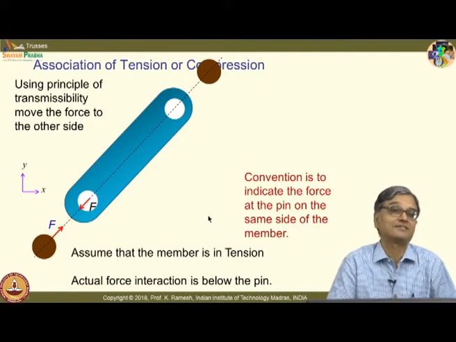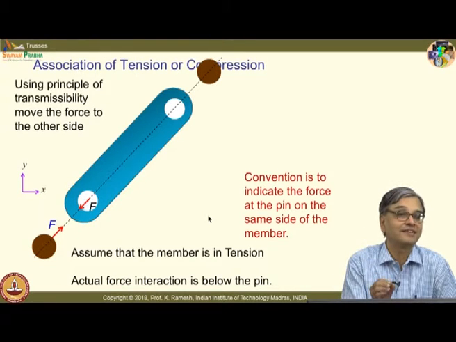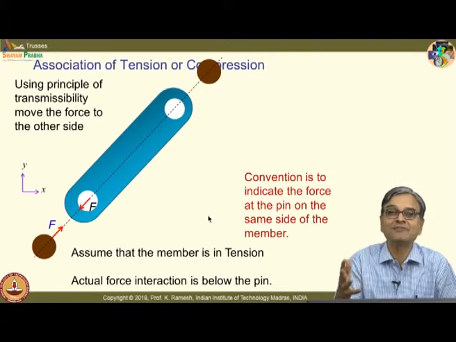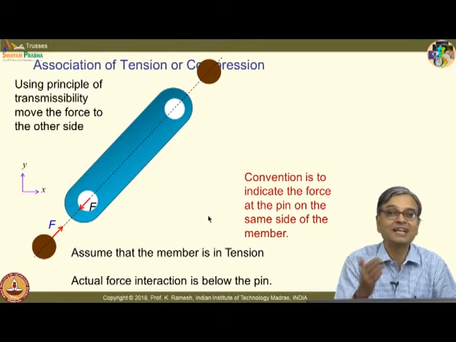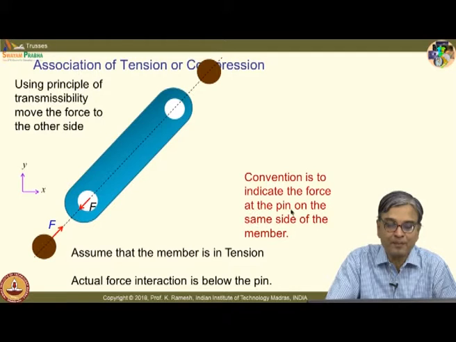Why do I do this? I have to do this if I do it for a pin, because if I put the force on the other side, the force is towards the joint, and my interpretation will collapse. Only if I say it is away from the joint, it is tension, and the convention is to indicate the force at the pin on the same side of the member. That is what you have to notice.